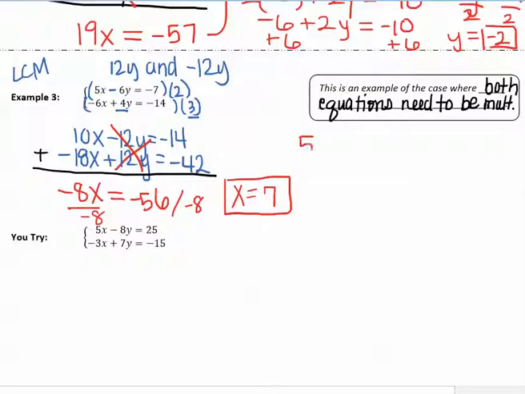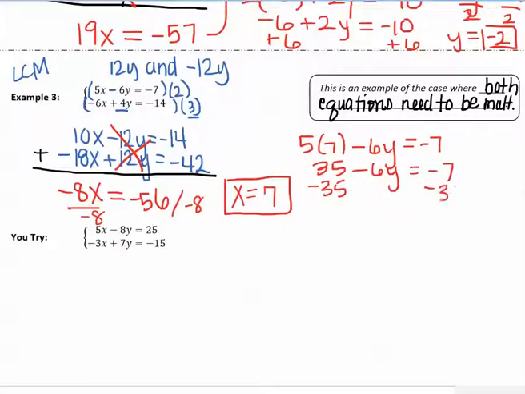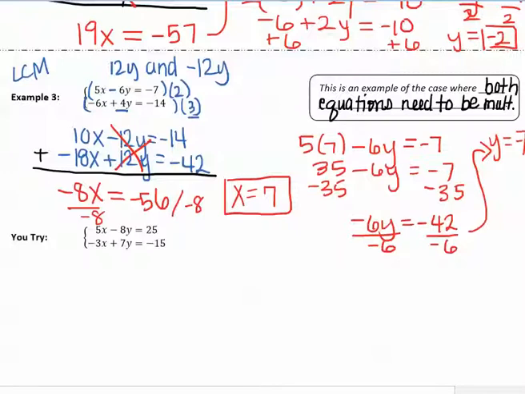So let's do 5 times 7 minus 6 times y equals negative 7. 35. Subtract 35 from both sides. Negative 6y is going to be equal to negative 42. Divide by negative 6. y equals negative 7. So I get (7, negative 7).